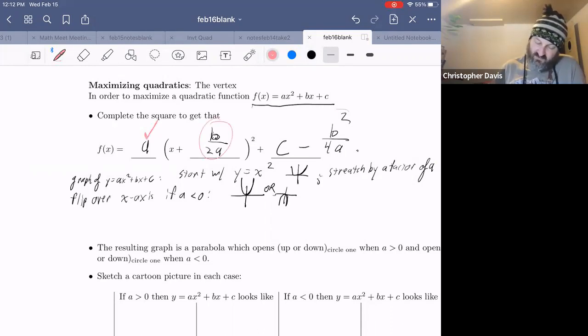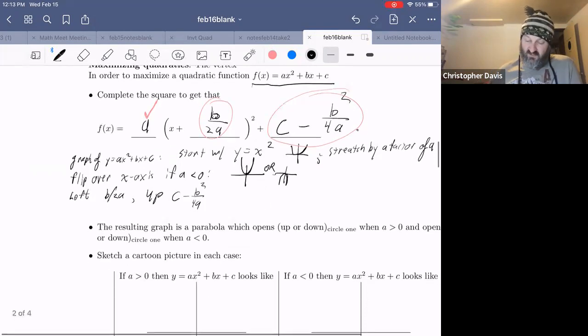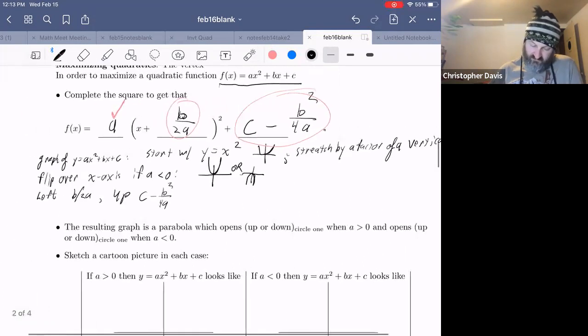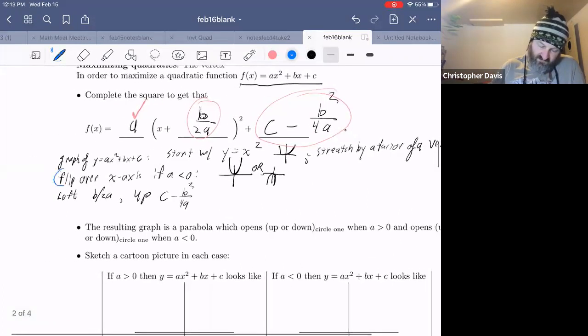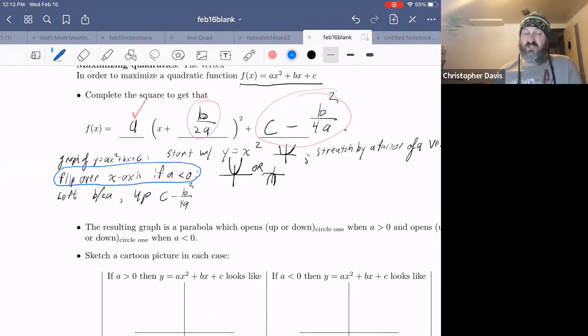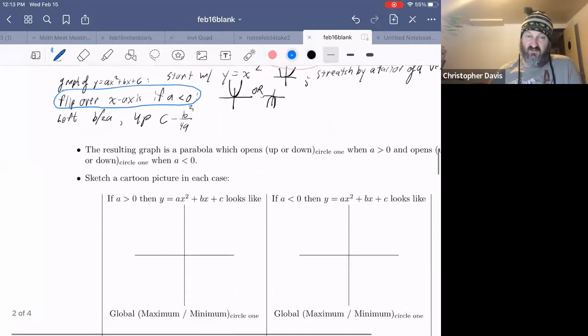Next, think about what these two do. Well, those two just do some shifts, right? You'll go left by b over 2a, and you'll go up by c minus b squared over 4a. So let's think about what that means. Like this flip over the x-axis only happens if a is less than 0. So let's break into two cases, whether a is positive or negative.